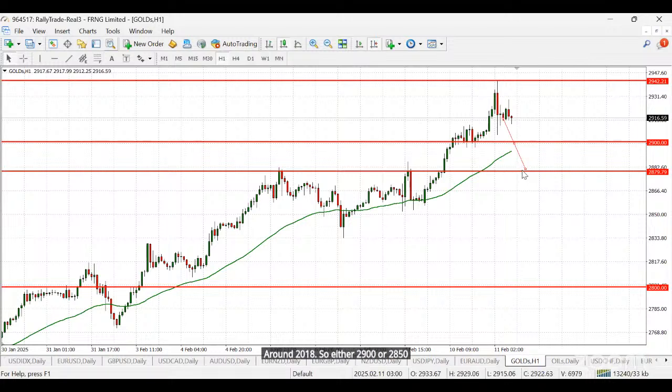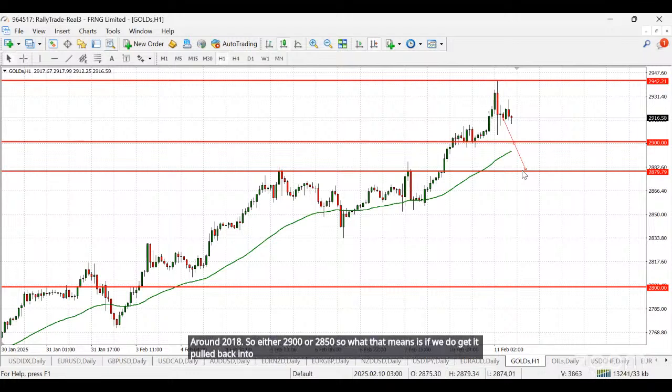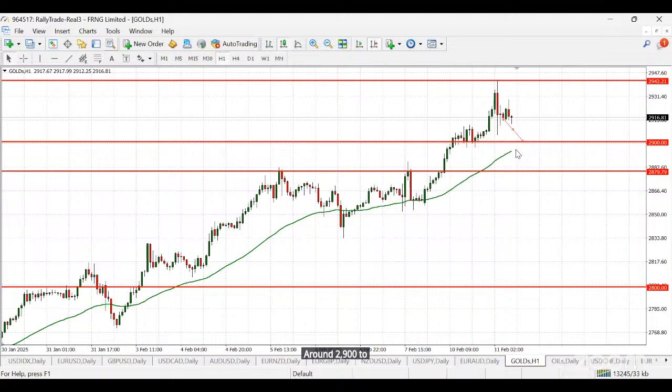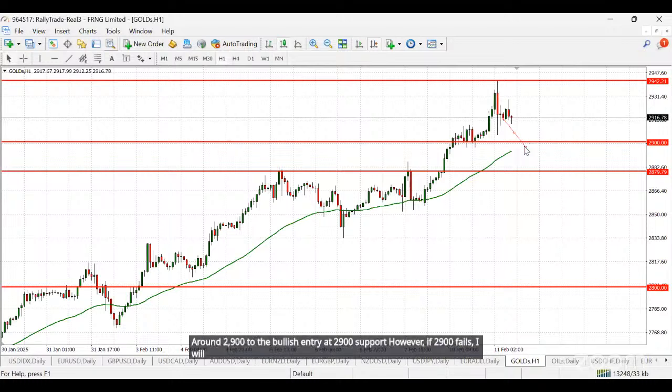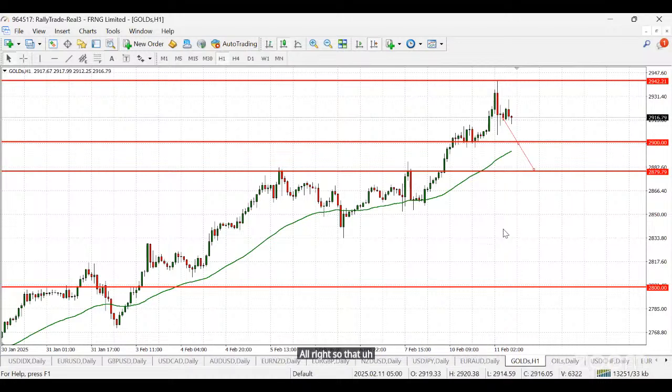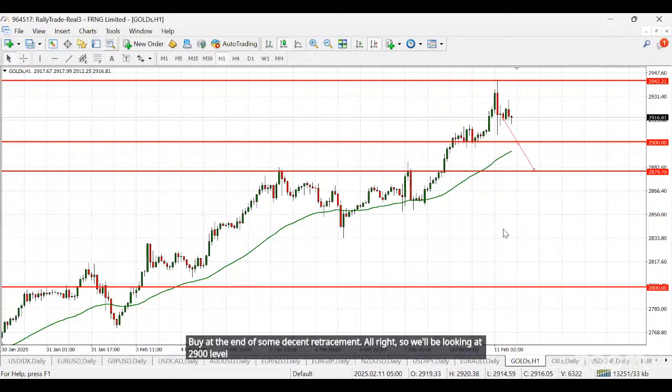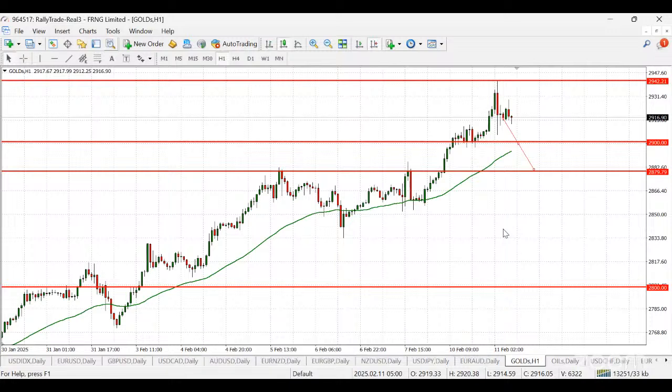So what that means is if we do get a pullback into 2900, then we need to wait for a bullish pattern around 2900 to inform the bullish entry at 2900 support. However, if 2900 fails and we get a close below it, then the next level we'll be looking at would be the 2880 price level, so that we can buy at the end of some decent retracement. So we'll be looking at the 2900 level and the 2880 level to join that bullish move that we currently have on gold.